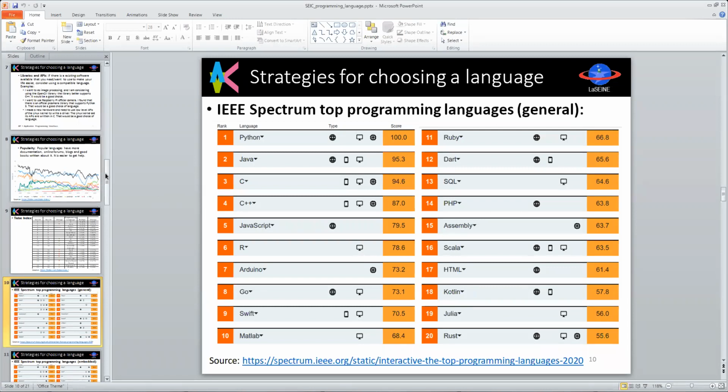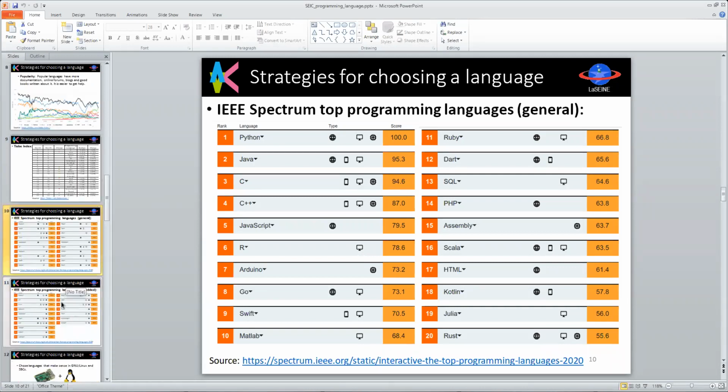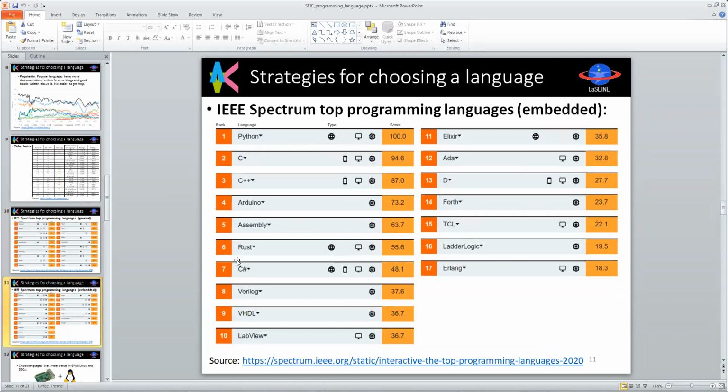And if you're talking about SBCs and Raspberry Pi, then we are talking about embedded systems, and they also give the top programming languages for embedded. So this is what people are mostly using to solve their problems nowadays. So we should be looking at the top languages in this case.